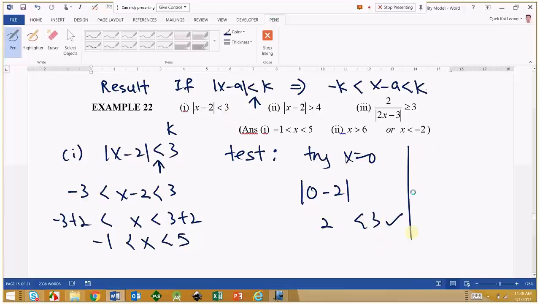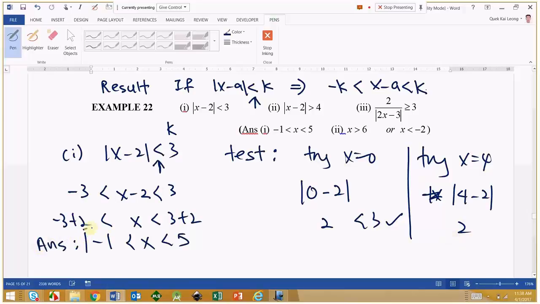Okay, so let me try another value. I'm trying to convince you that my result is correct, but I cannot test every value. I can only test one or two. Hopefully you are convinced. Maybe I find a value closer to 5. I use x equal to 4. This one you only copy if you want to, just for me to explain to you. X is 4. 4 minus 2 will give me 2 also. 2 is less than 3, correct? Okay, so this is the answer.